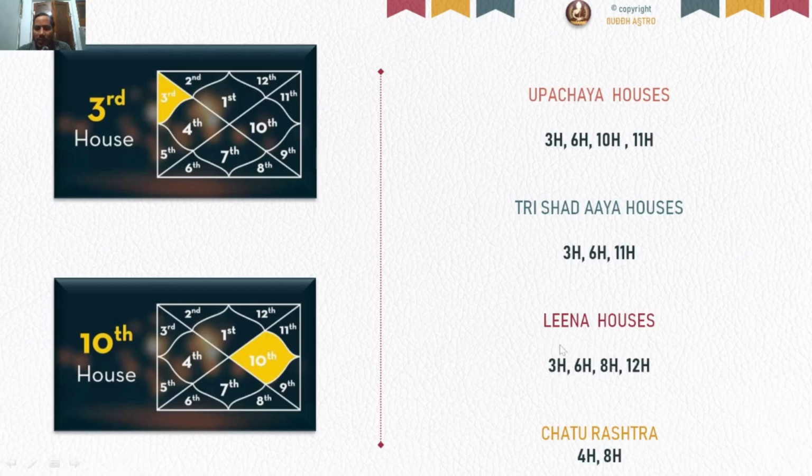Now you can easily remember: the third house, and then the Trika houses, because the sixth house, eighth house, and 12th house, these three houses are known as Trika houses. So what will be the Leena houses? Trika houses along with the third house. This is how you can remember.